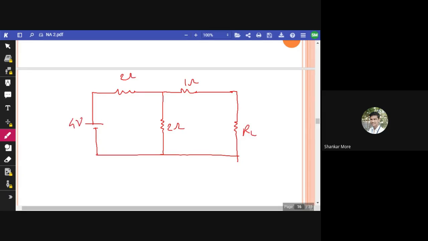So guys, don't get confused, I'm using this symbol for the voltage source. This is the independent voltage source only. It is not a dependent voltage source. I hope you understand this, right? So what we have to do, first step is what? First step, we have to remove load resistance RL.